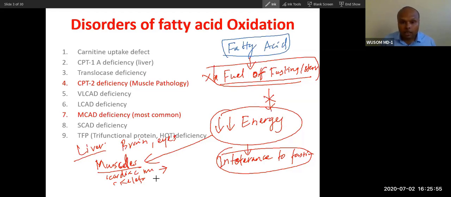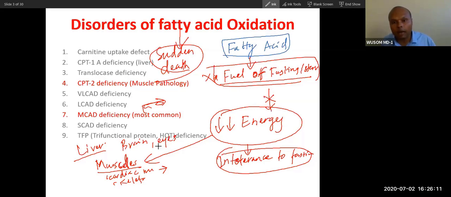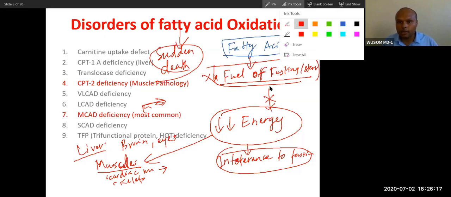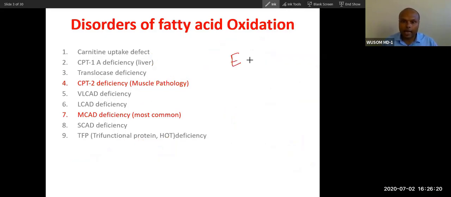And the very deadly condition is sudden death without warning. This is the very peculiar feature of this disorder: sudden death because of lack of energy. Sudden death happens in such patients without any warning. This is the very peculiar feature of fatty acid oxidation disorder. So did you understand the pathogenesis? Lack of energy is the center. Why? Because beta oxidation is not functioning properly. Okay?